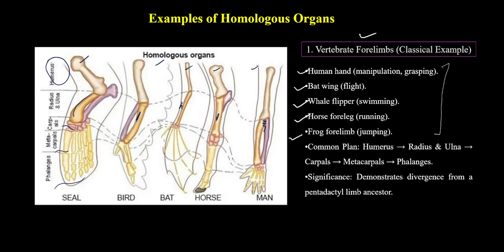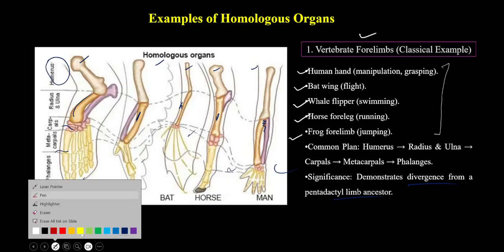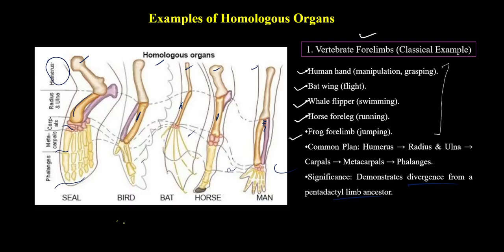The basic structural pattern is the same in all these taxonomic groups, but they perform different functions. Clear? Man uses it differently, the horse uses the leg for walking and running, the bat uses it in a different way, and the bird uses it for flying, right? It demonstrates the divergence from a pentadactyl limb ancestor. Clear? It shows that all these species evolved from a pentadactyl limb ancestor.